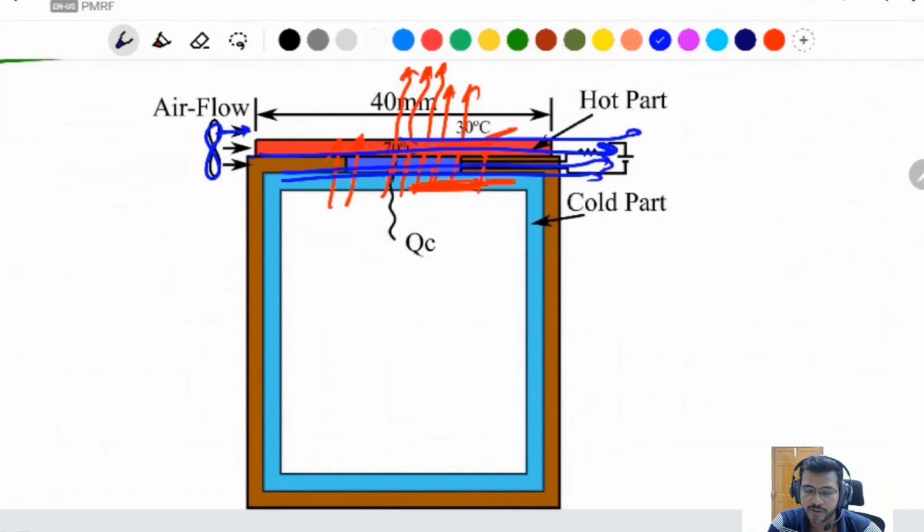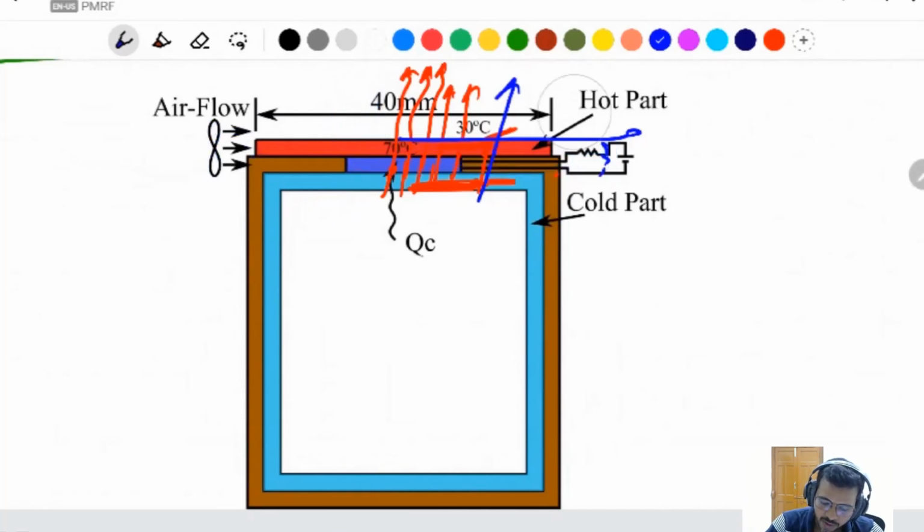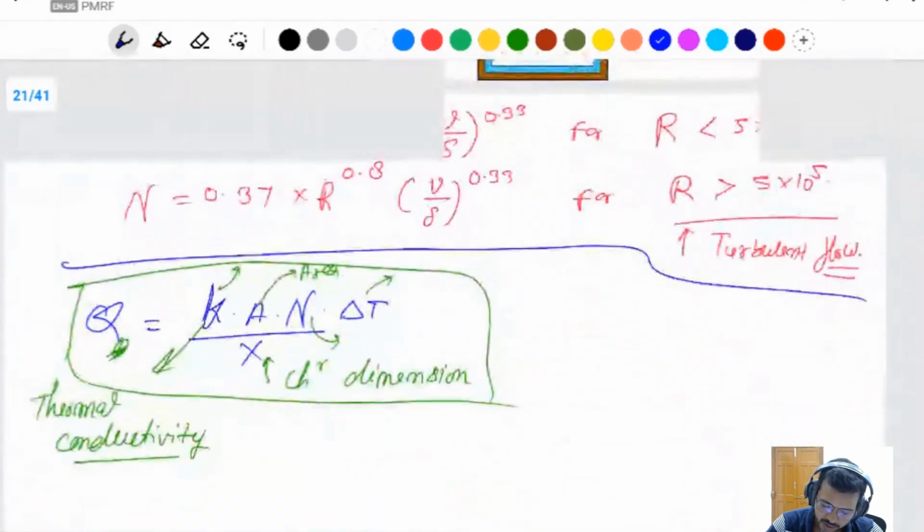Then there are two parts. Which one is the upper side? The heat is flowing from the top, and the second one is from the side. Then calculate both and add them, and you can find the final power. First of all, calculate the top surface, the heat passing through the top surface. In both conditions, you should calculate all the things like this one.